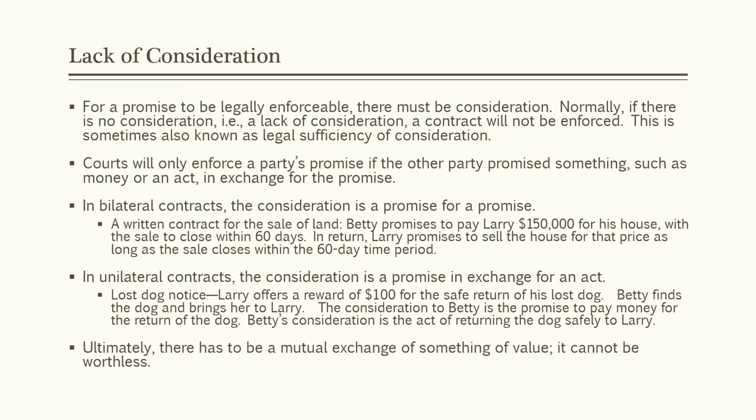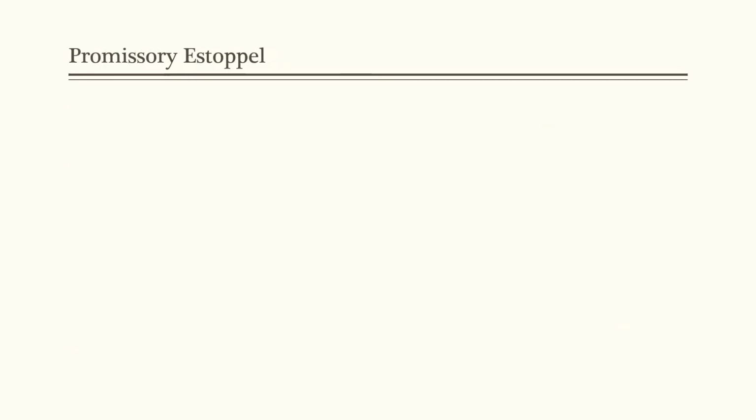Remember, ultimately, there has to be a mutual exchange of something of value. It doesn't have to be money, but it cannot be worthless. Next, we're going to talk about an important equitable concept called promissory estoppel. It's somewhat difficult to understand, so we're going to walk through it, and then I have a fairly lengthy example so that you can understand how it works, because you will see it again.